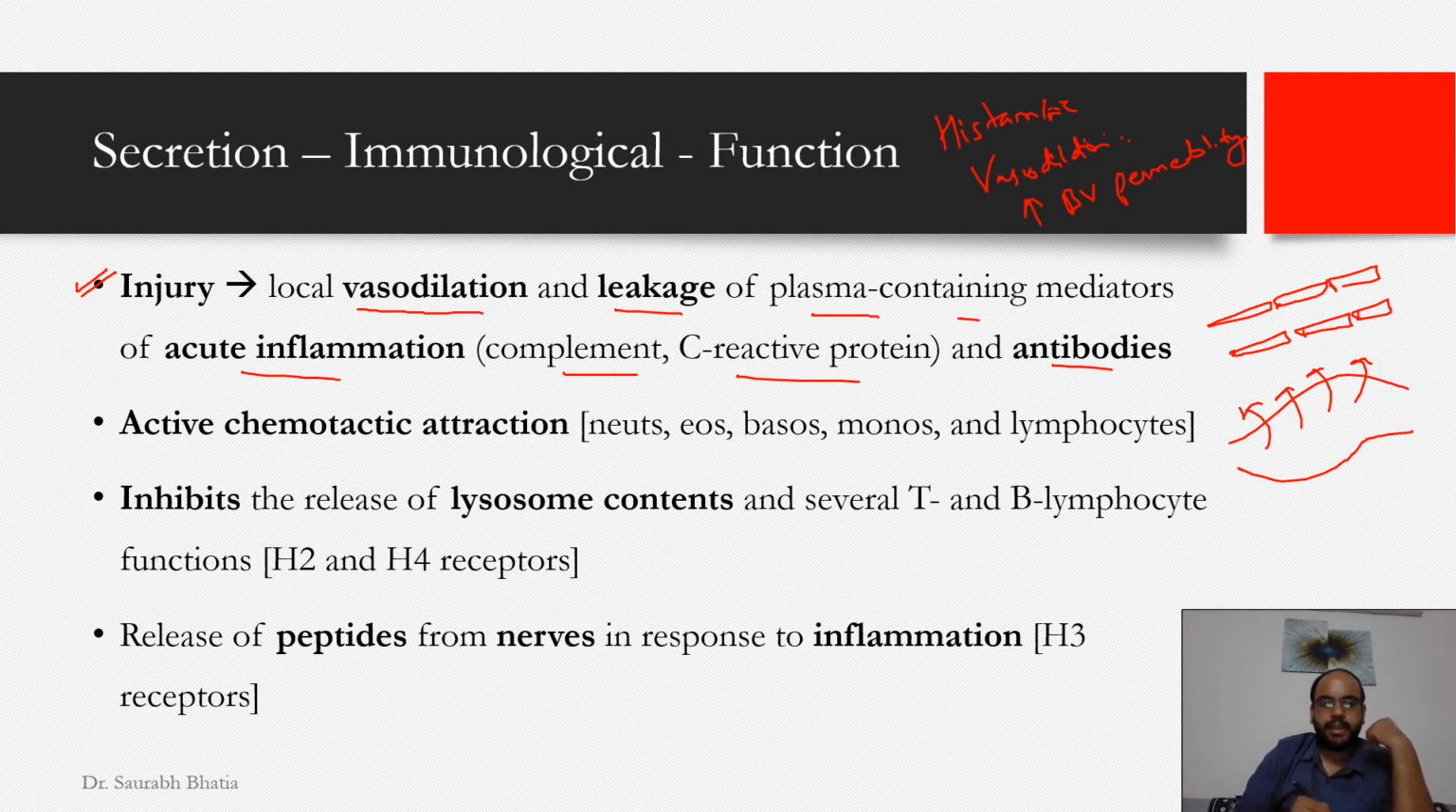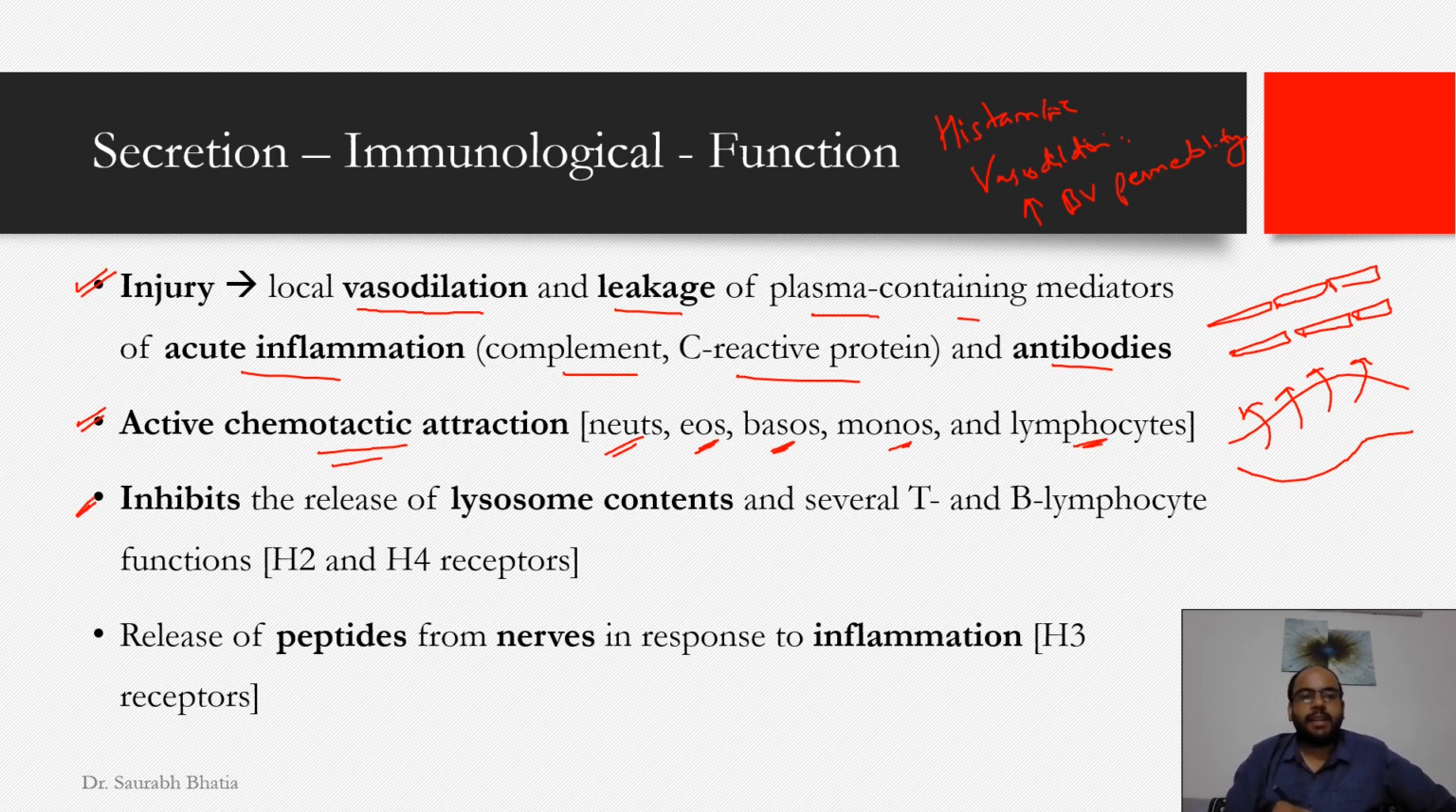Histamine also has an active chemotactic attraction. So what is active chemotactic attraction? It means it actively gives signal for the attraction of different inflammatory cells. So it attracts neutrophils, eosinophils, basophils, monocytes, and lymphocytes at the site of injury. Whenever you have injury, the area gets red, inflamed, warmer, and the blood vessels are increasingly permeable at that area. So one of the mediators for this action is histamine.